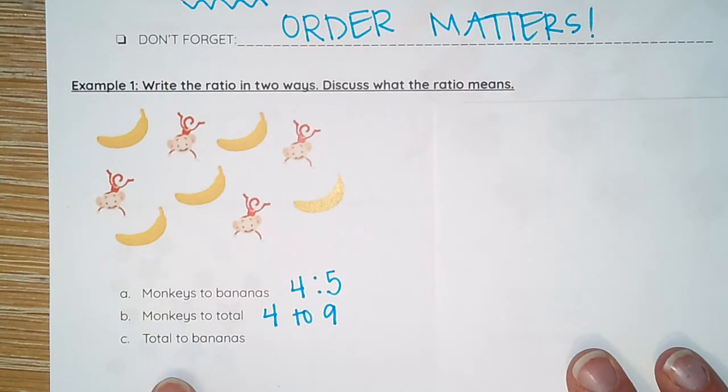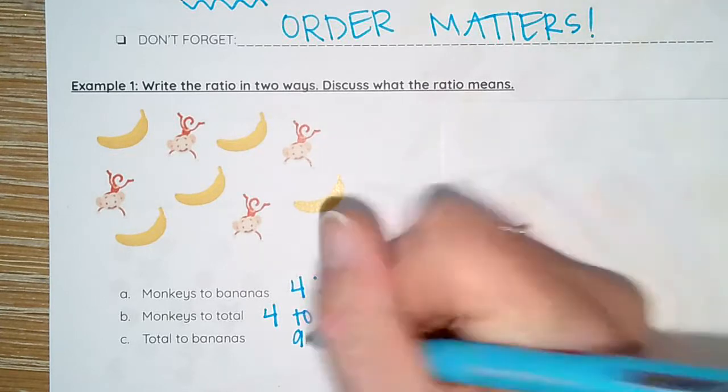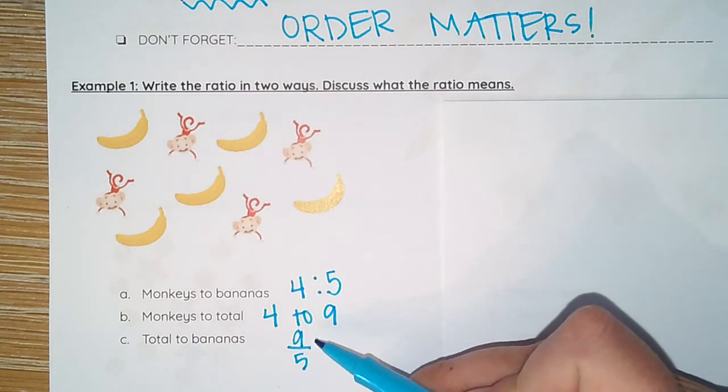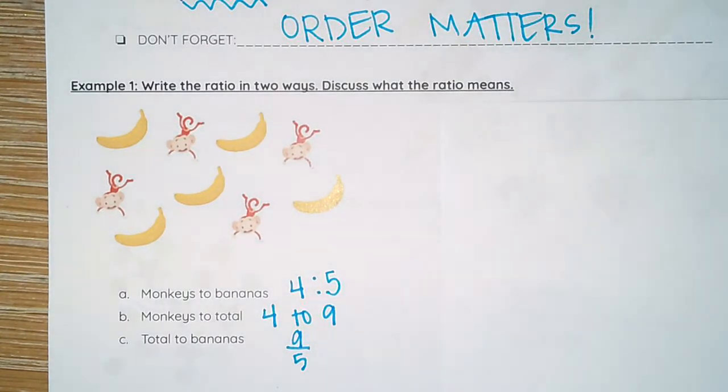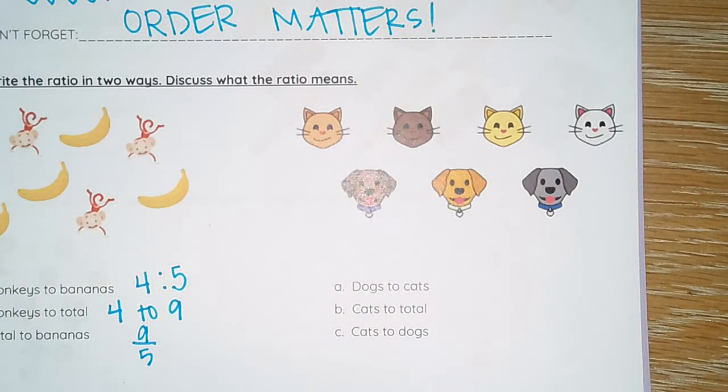And then lastly, we have total to bananas. Let's try writing with the fraction bar. So we would say in total, there are 9 objects and there are 5 bananas. So my ratio would be 9 to 5. Why don't you give that a try over here? We've got dogs and cats. What would the ratio be for dogs to cats? The ratio for cats to total and the ratio for cats to dogs. Try to write your ratios using all 3 different ways.